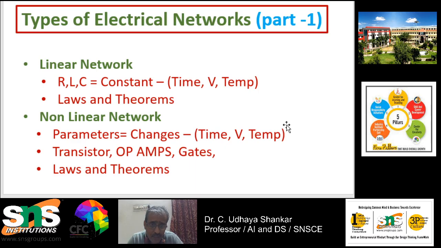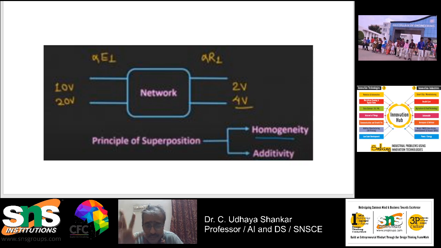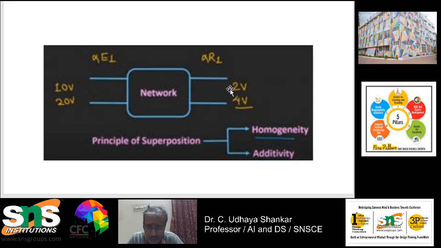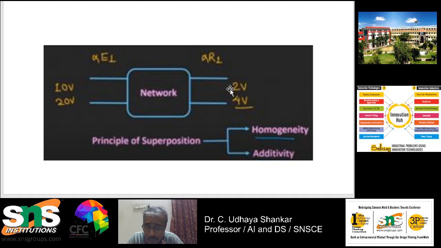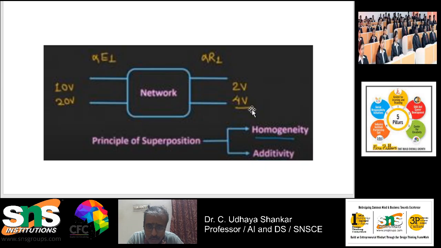As we have discussed, let us go into some case study. For example, in the case of a linear network, if I am giving 10 volts as input, I will be getting 2 volts as output. So for 10 volt input, I am getting 2 volt output. Similarly, if I give 20 volt input, that is, I double the input voltage, and my output voltage is also doubled from 2 volt to 4 volt, then that particular network is called a linear network. This is called homogeneity. What is the meaning of homogeneity? When the input voltage is doubled, the output voltage is also doubled.